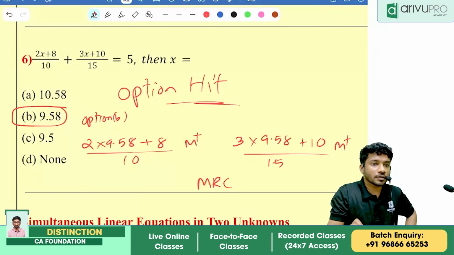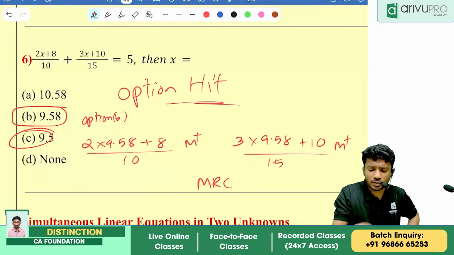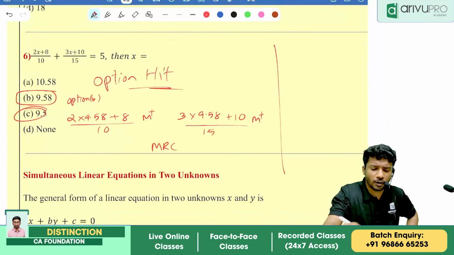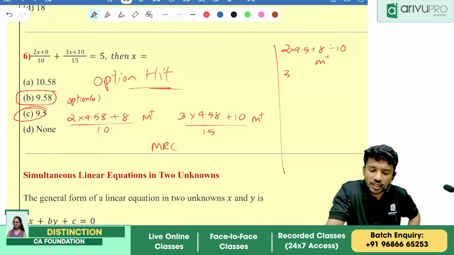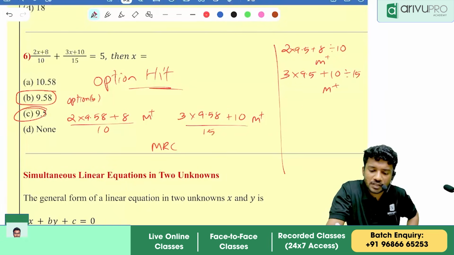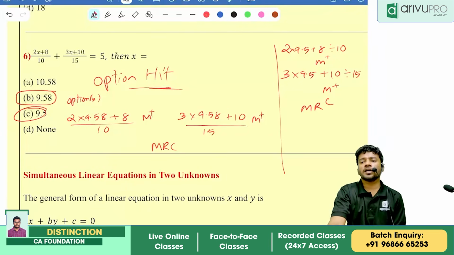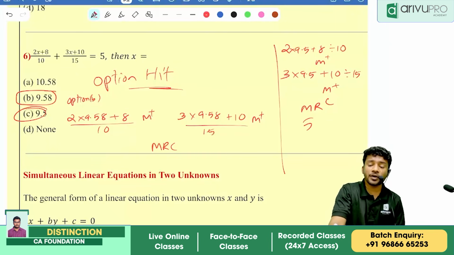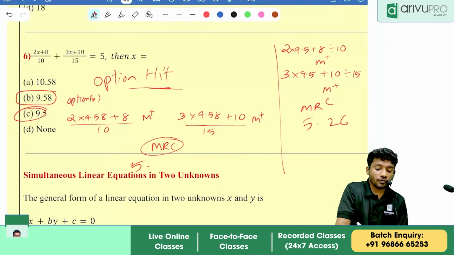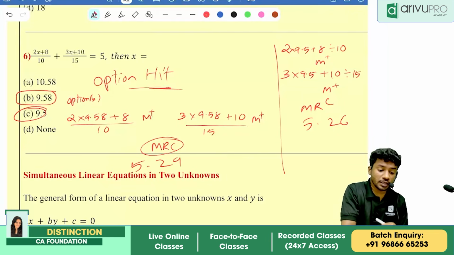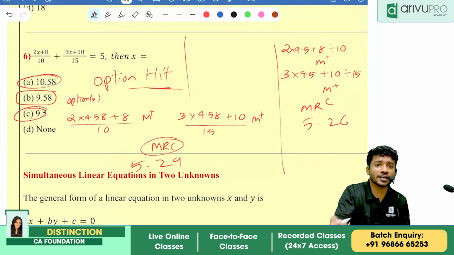No? Option C. Try option C also. If you are not getting the exact answer, try option C. 2 into 9.5 plus 8 divided by 10 m plus 3 into 9.5 plus 10 divided by 15 m plus then MRC. How much are you getting? 5.26. Previous one was 5.29. Then try option A. Check that also. We are trying everything, right?